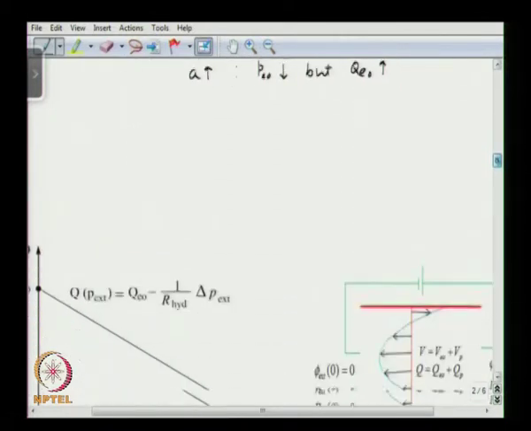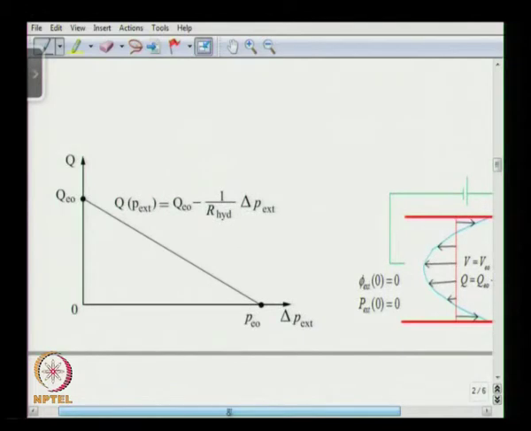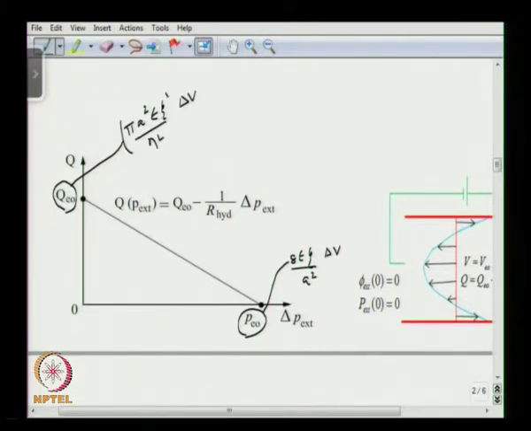So here we see the PQ characteristics plotted. This is PEO, which is given by 8 epsilon J over S square into delta V, and this is the maximum flow rate, which is given by pi S square epsilon J over eta L into delta V. This is the maximum flow rate when the pressure is 0, and this is the maximum pressure when flow is 0. And the curve is given by this equation here.